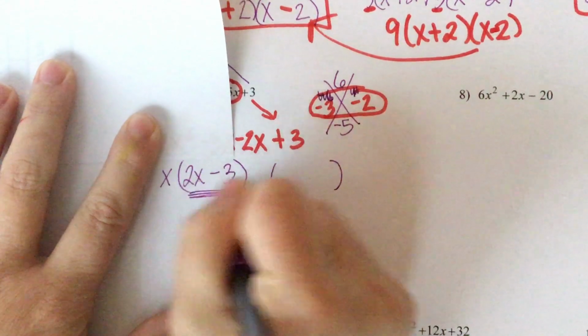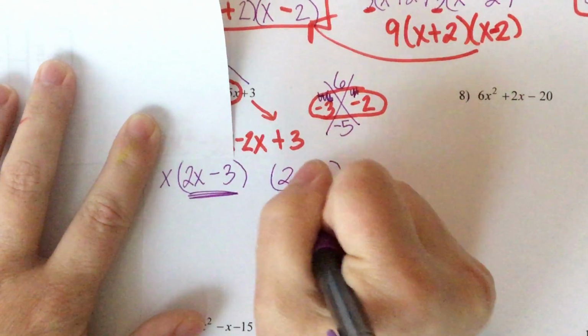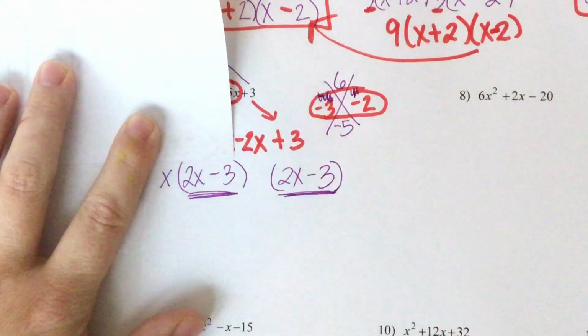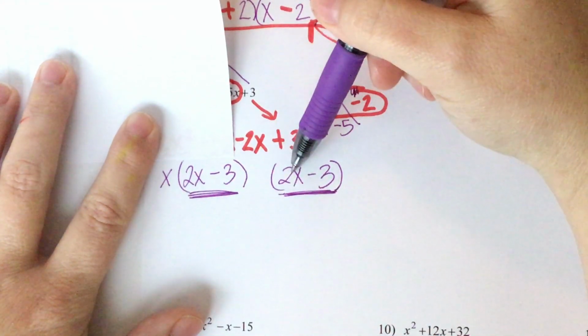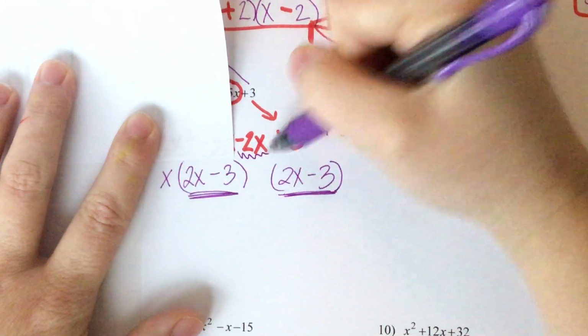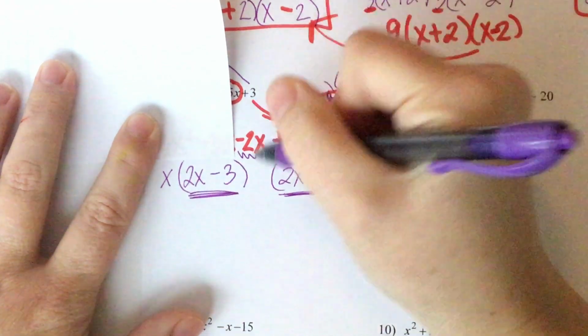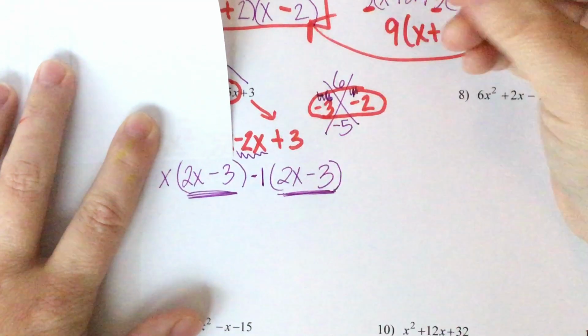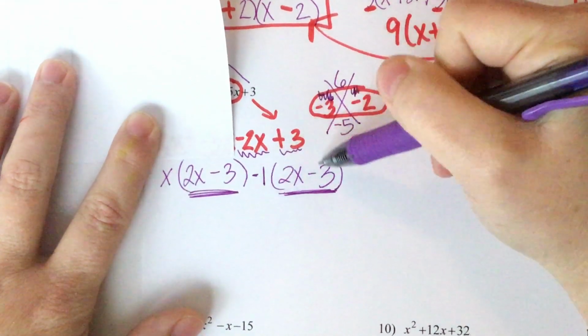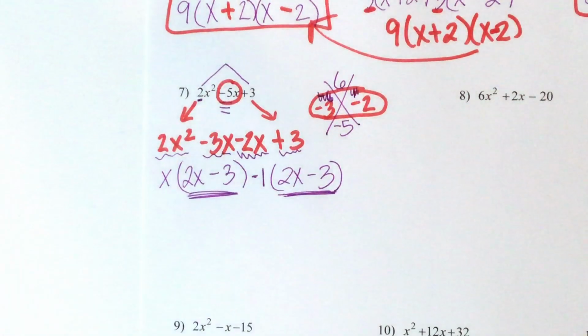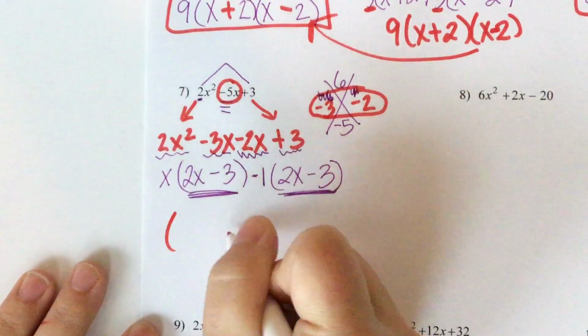Okay, then I group together the back 2, but instead of taking their GCF out, I cheat. So whatever I write here, I write here. And then I backtrack and figure out the GCF. What times 2x makes a negative 2x? A negative 1. And then does negative 1 times negative 3 make my positive 3 in the back? Yes, it does.